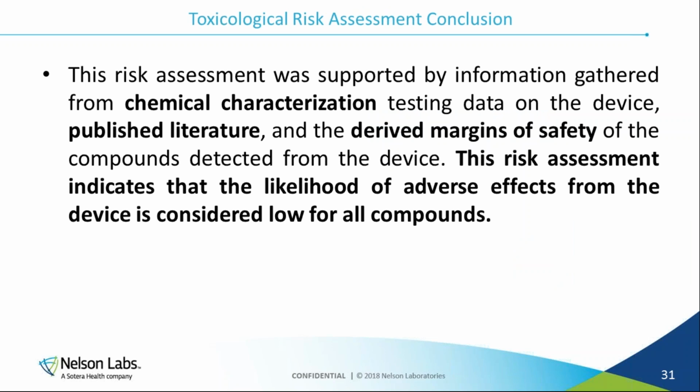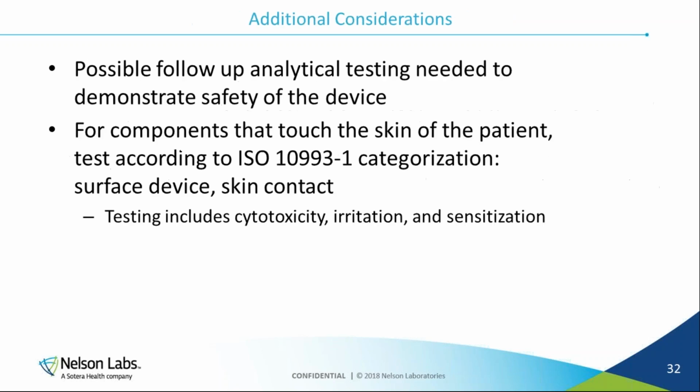This is your dream conclusion for a toxicological risk assessment, where we identify that we've used chemical characterization data and published literature, and we've derived our margins of safety. And then we can assess that if all the margins of safety are above a 1, the risk to the patient is low for all compounds identified.